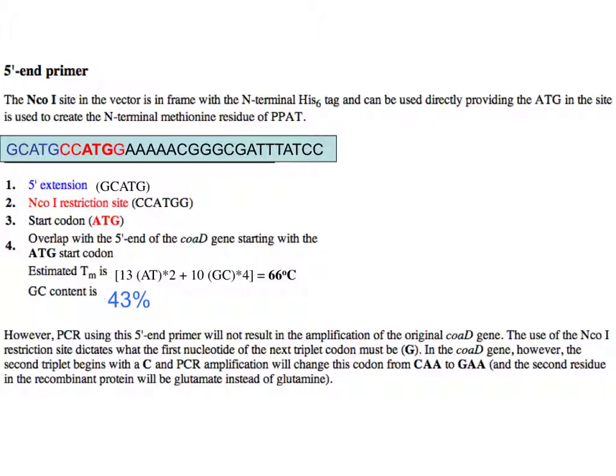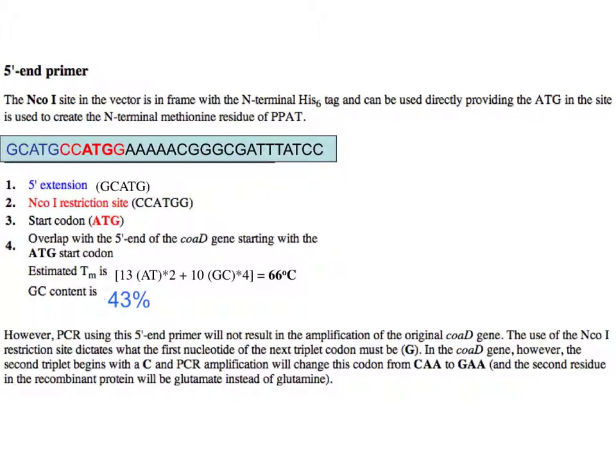For the 5' end primer, the NcoI site in the vector is in frame with the N-terminal His tag, and can be used directly, providing the ATG in the site. So here's the NcoI site, CCATGG, so that the ATG is at the start of that site, and then everything else should be as complementary as it can be to the PPAT sequence. And then to the 5', there's a 5' extension, again, to allow for the enzyme to sit on the sequence and cut. NcoI restriction having a start codon, and then the rest being overlapping.